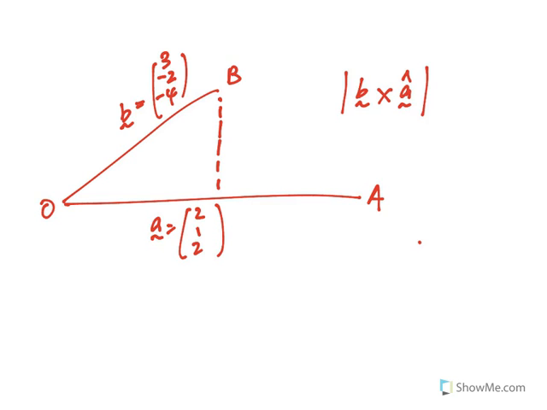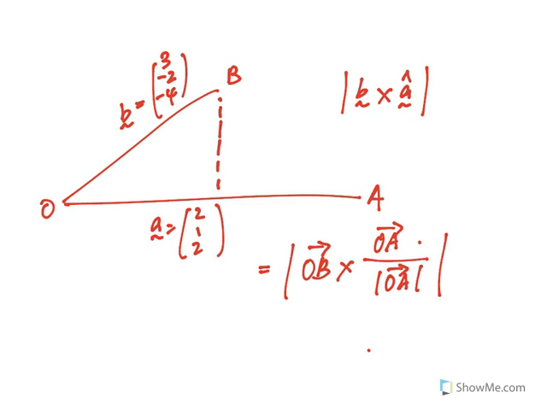In our question, they don't have B. They call it OB multiplied by OA over the magnitude of OA. And very quickly, you can solve this for yourself. Can anyone get the answer? Carl, what's the answer for question 1D?